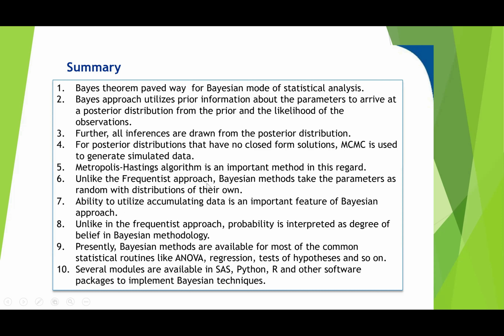Unlike the frequentist approach, Bayesian methods take the parameters as random, with distributions of their own. The ability to utilize accumulating data is an important feature of the Bayesian approach. Unlike in the frequentist approach, probability is interpreted as degree of belief in Bayesian methodology. Presently, the Bayesian methods are available for most of the common statistical routines like ANOVA, regression, tests of hypothesis, and so on. Several modules are available in SAS, Python, R, and other software packages to implement Bayesian techniques.